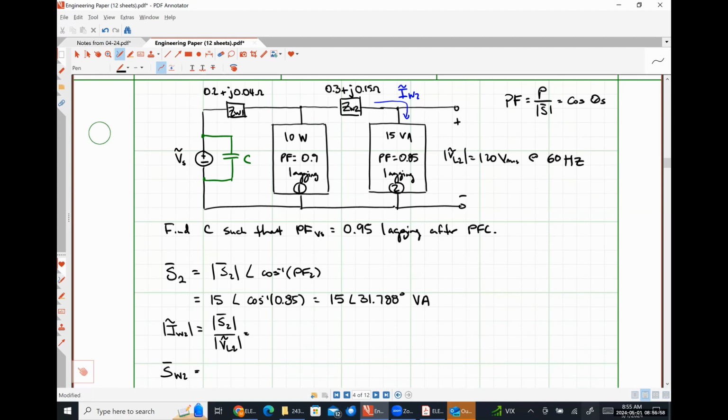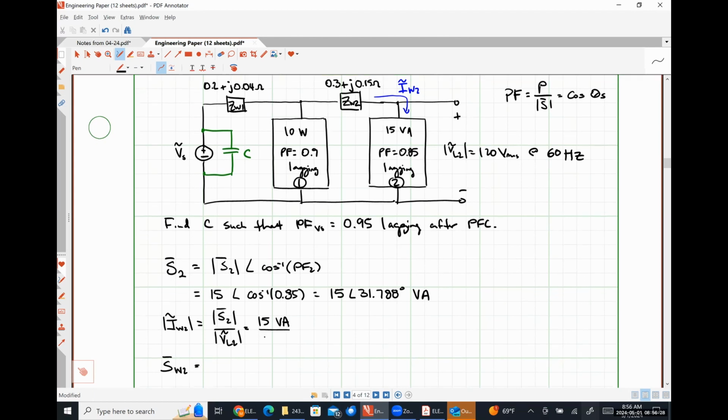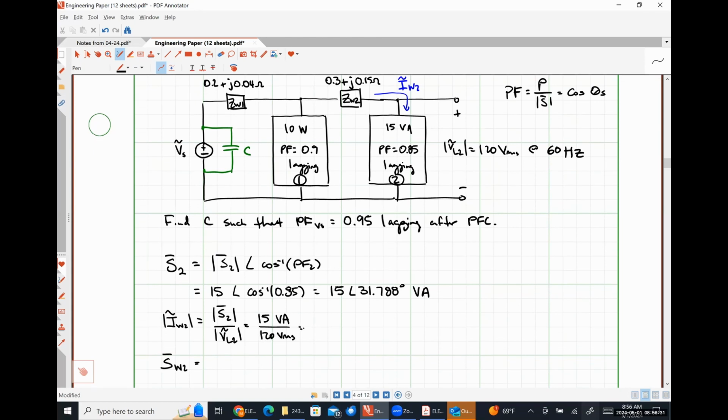So effectively, since apparent power is effective voltage times effective current, current is nothing more than apparent power divided by effective voltage. Anybody have beef with that? So that gives us 15 volt amperes divided by 120 volts RMS, which comes out to be 1/8 of an amp RMS.